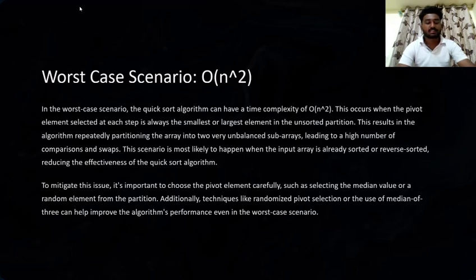To mitigate this issue, it's important to choose the pivot element carefully, such as selecting the median value or a random element from the partition. Additionally, techniques like randomized pivot selection or the use of median of three can help to improve the algorithm's performance even in the worst case scenario.